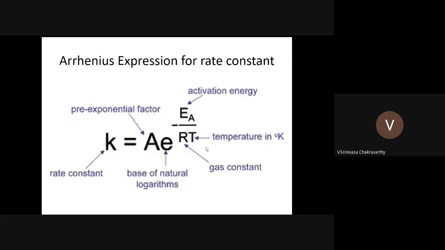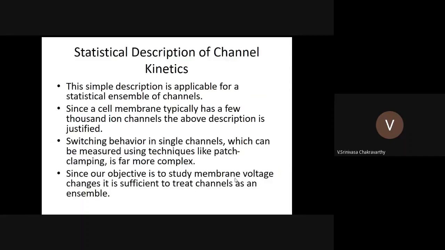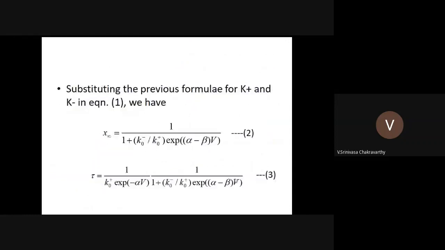So if you plug these formulas into the previous expressions, x infinity is k plus by k plus k minus, and tau is 1 by k plus k minus. If you do that, then you get x infinity is equal to this more complicated expression, 1 by 1 plus k naught minus by k naught plus times exponential of alpha minus beta times V. So now you have k naught. You don't have k plus and k minus anymore. You express it in terms of k naught. Similarly, tau, which is the time constant, is given by this more complicated expression.